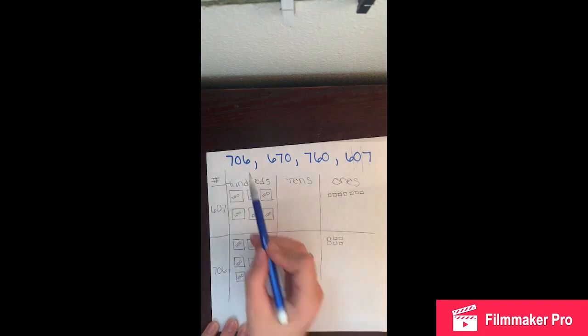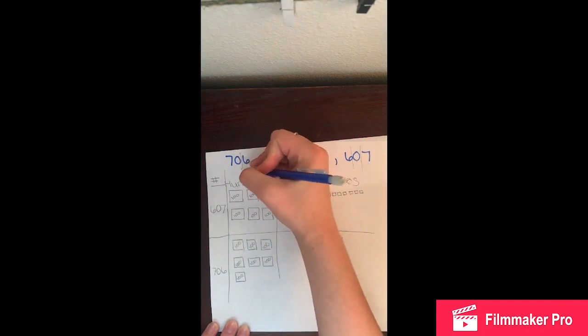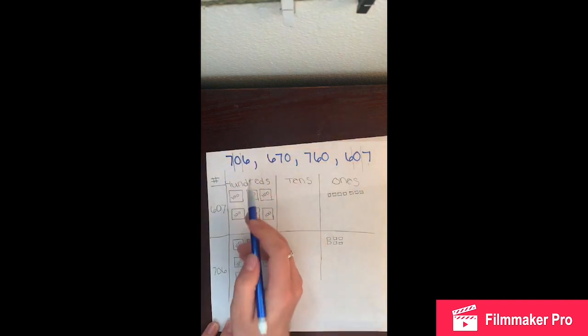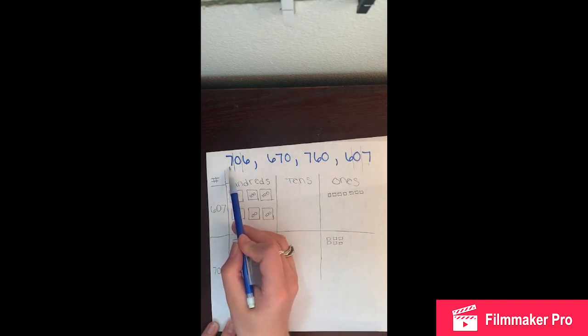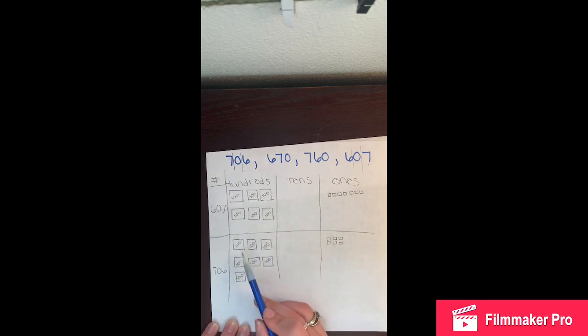You can see that if we break our 706 into columns, I have 6 ones, 1, 2, 3, 4, 5, 6. We have 0 tens, so there's nothing in our tens column. And then we have 7 100s. So I went ahead and wrote 7 of our large squares, which each have 100 units. So I have 1, 2, 3, 4, 5, 6, 7.